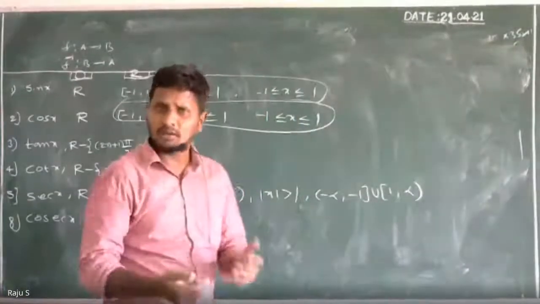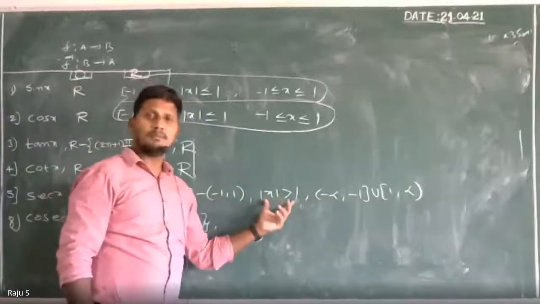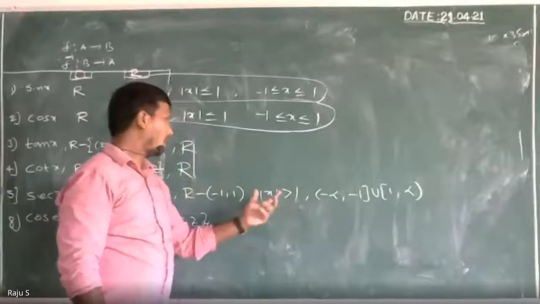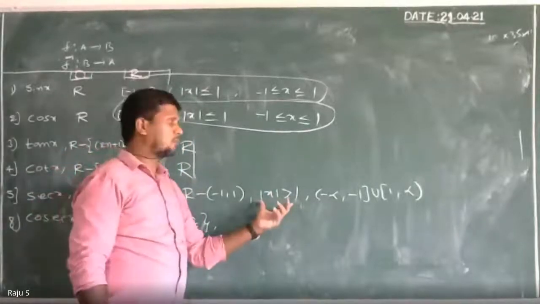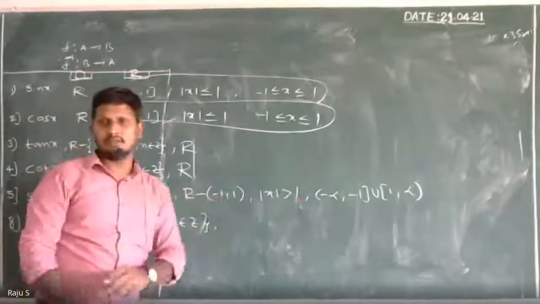In some textbooks, sometimes they may represent the domain like this. Sorry, the output. This is the output. The output may be like this range, maybe like this, maybe like that. Any one of the ways.